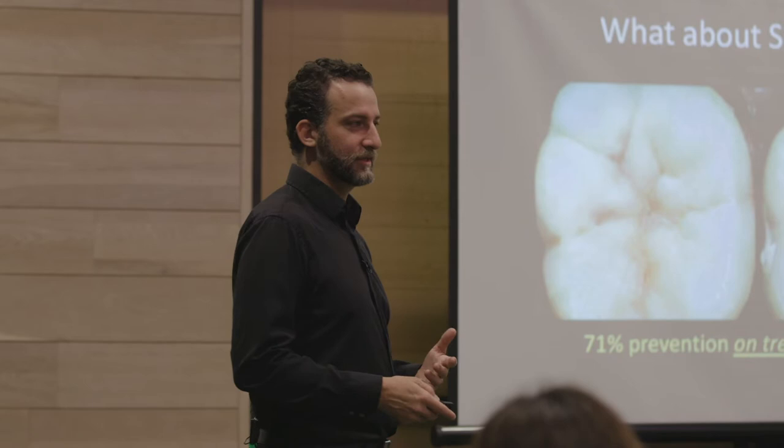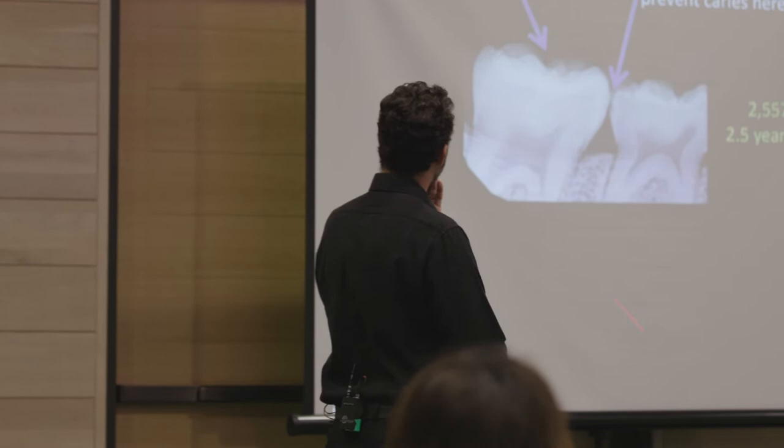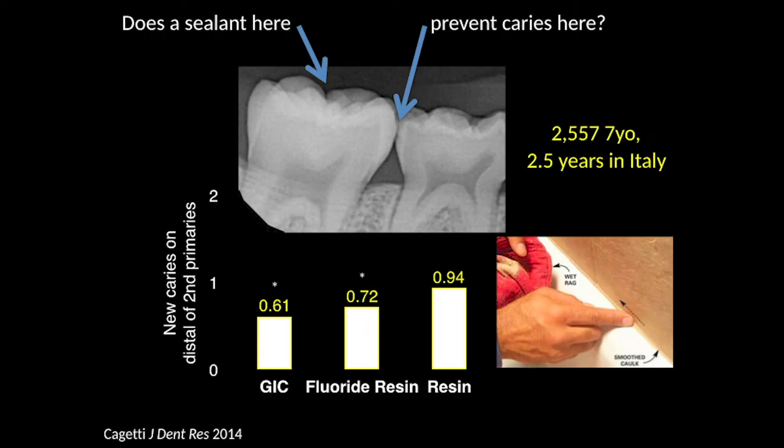Glass ionomer. So there's this beautiful study in 2,500 kids where they looked at three different materials that had different amounts of glass ionomer in them, put the sealant on the 6-year molar, and looked radiographically as to whether new cavities formed on the distal of the second baby molar right next to it. And what they found is that if they used resin, this is how many they got. That's like their control group, about 0.94 new cavities per patient.